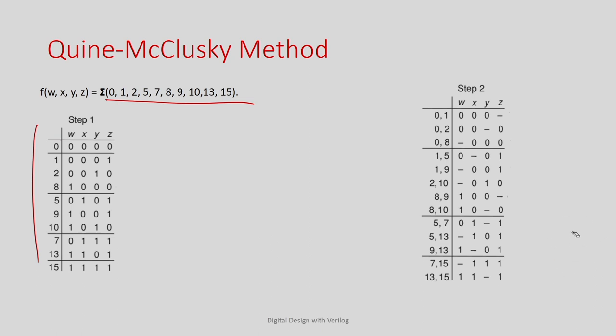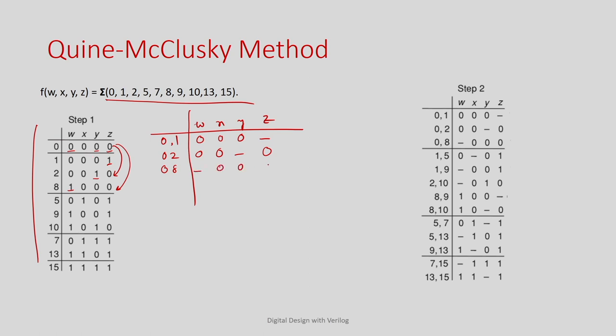Now let us say I start with this. I have W, X, Y and Z. I take 0 and compare with 1, and they differ by a single bit, so I can club them. Minterms 0 and 1 get combined and give me 0, 0, 0 with Z omitted. Then I combine 0 with 2. 0 will combine with everybody because they always differ by a single bit. So 0, 2 gives me the minterm 0, 0, dash, 0. Then 0 with 8 gives dash, 0, 0, 0.